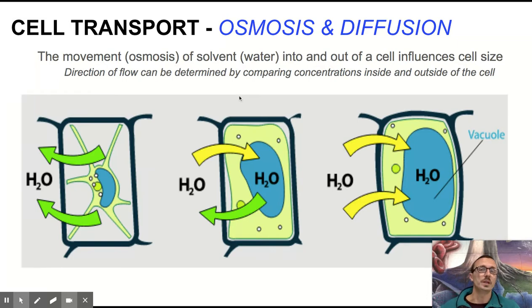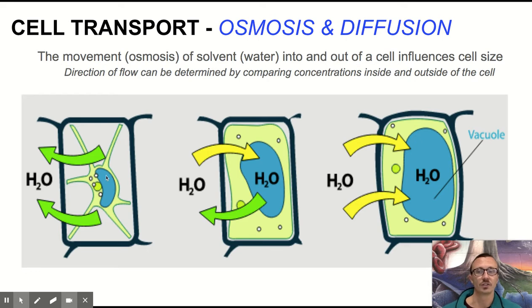Now, how do we determine where water will go, whether it's going to go in or whether it's going to go out? Well, we need to look at the concentrations. We need to look at how much water is inside the cell and compare it to how much water is outside of the cell. And in doing so, we also need to take into consideration the concentration of the solutes, the compounds, molecules, and ions that might be dissolved in water, which would be our solvent.